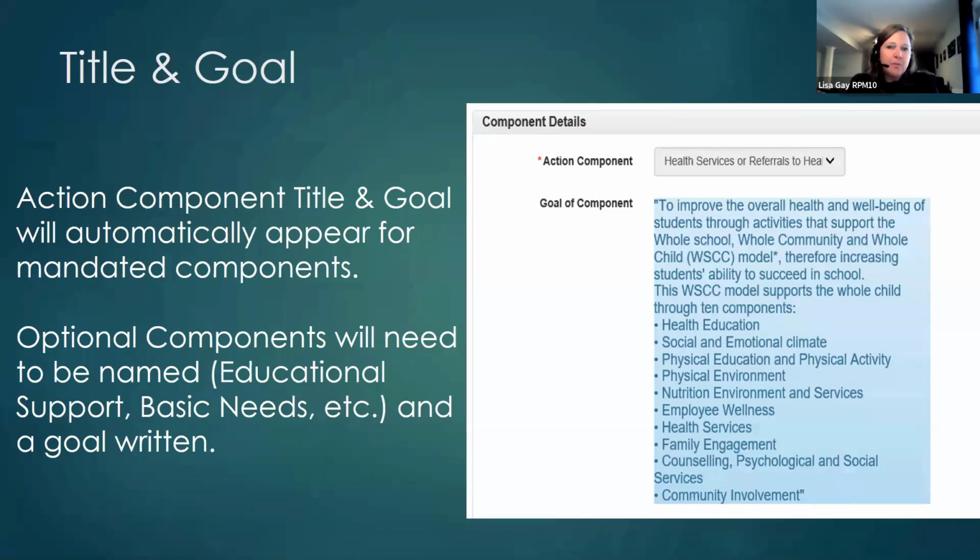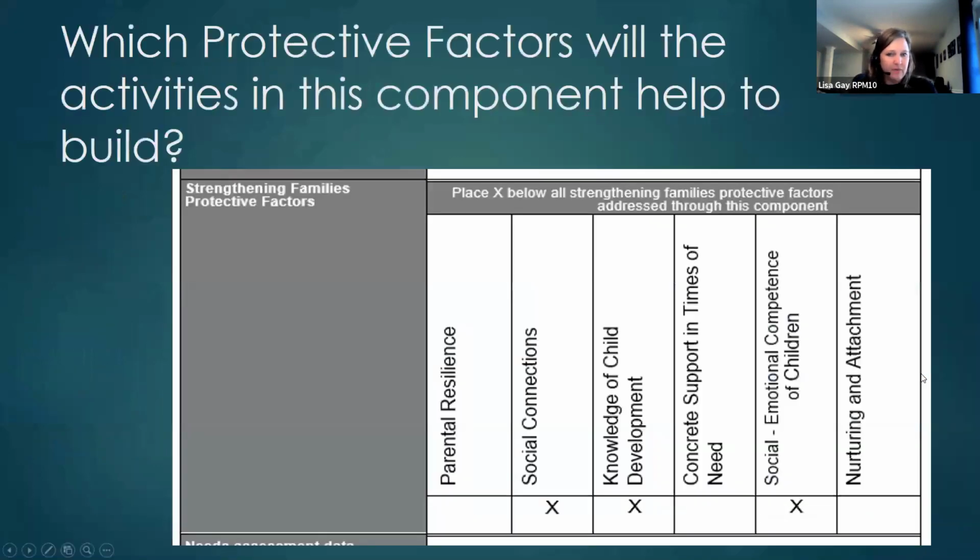So each mandated component is going to have a goal that's already written for you. Now, if you are writing an optional component, you will need to name your optional component, and you will also have to write your own goal because it is optional. So, for example, if you were writing for educational support, you would need to write your goal specific to what you plan to do for that component. All right, next slide, and I believe I'm turning it over to Naila.